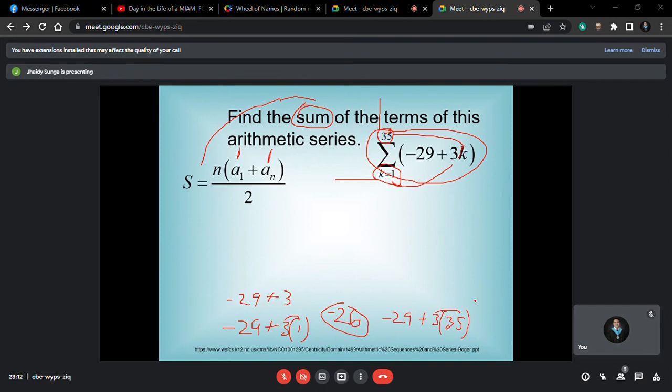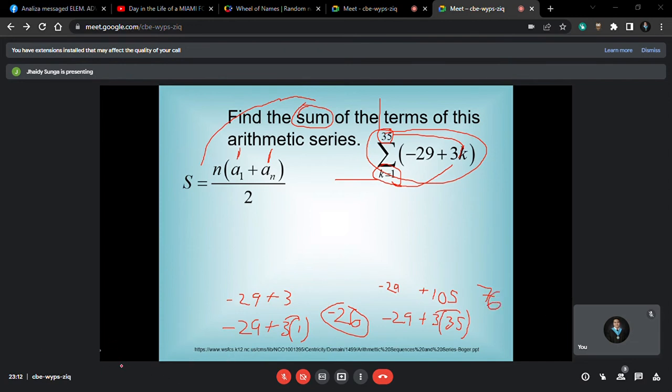The answer of that one would be 105, right? Okay, so negative 29. If we will add this one, negative 29 plus 105, it will be what? 76. Okay, so we have 76.